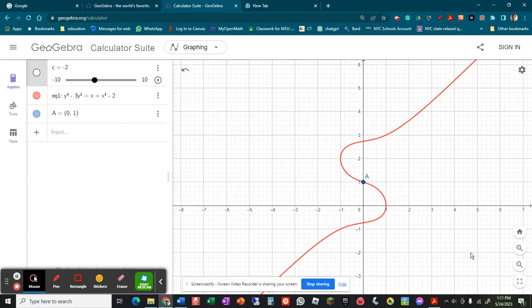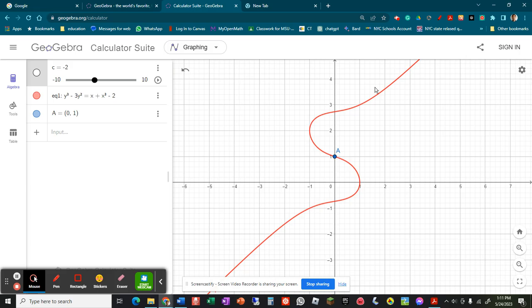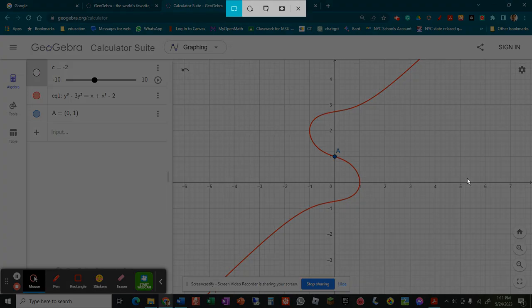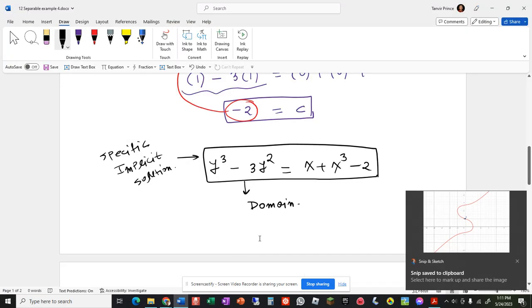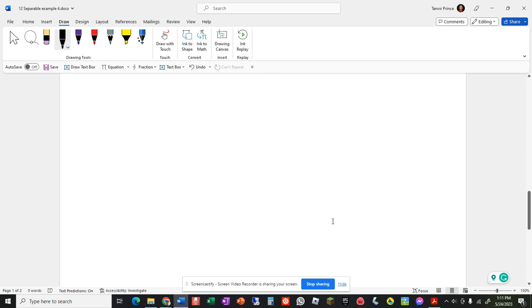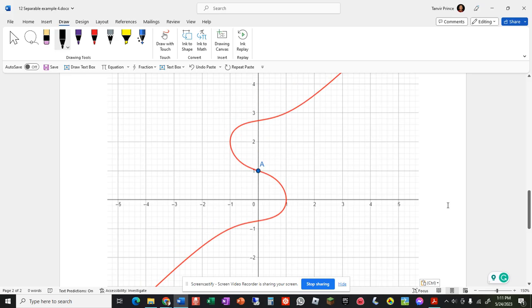Now, if you look carefully here, the whole thing is not a function, of course, because it does not pass the vertical line test. So let me copy that in our note. If you look at this solution here, the whole thing is not a function because it doesn't pass the vertical line test. For example, if I draw a vertical line, it intersects more than one point. So it's not a function.